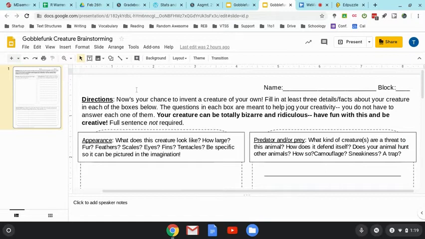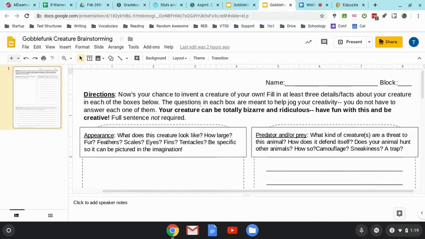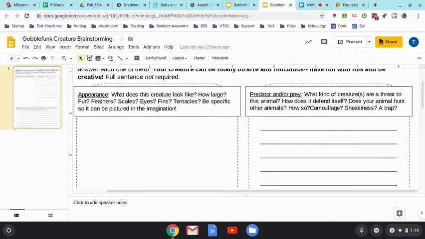So it tells you now is your chance to invent a creature of your own. Fill in at least 3 details or facts about your creature in each of the boxes below. The questions in each box are meant to help jog your creativity. You do not have to answer each one of them. Your creature can be totally bizarre and ridiculous. Have fun with this and be creative. Full sentences are not required. So when you brainstorm, it's supposed to be laid back, very quick, just getting ideas down.